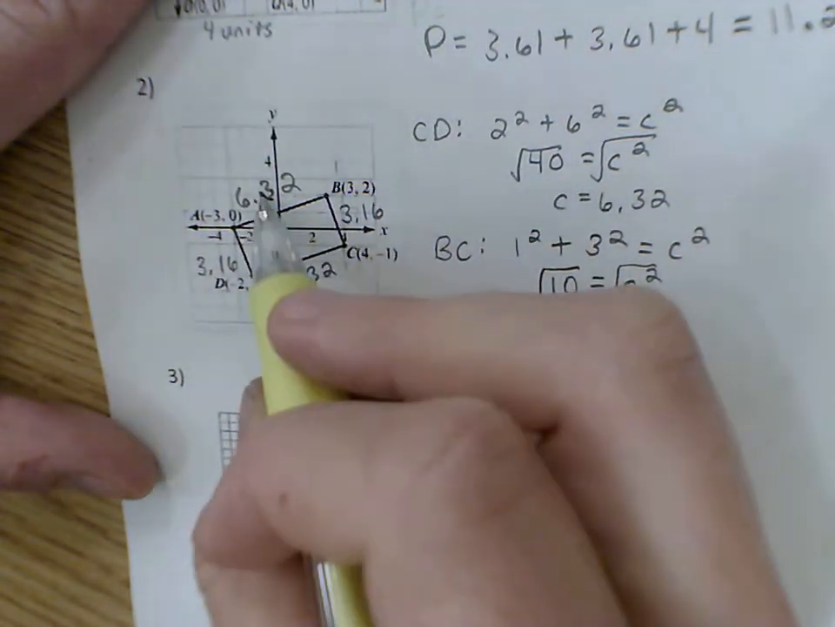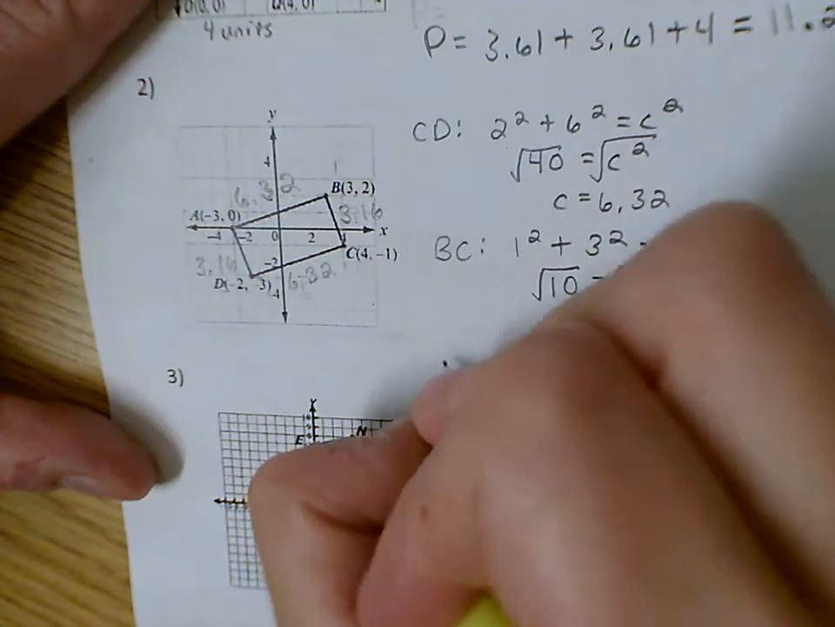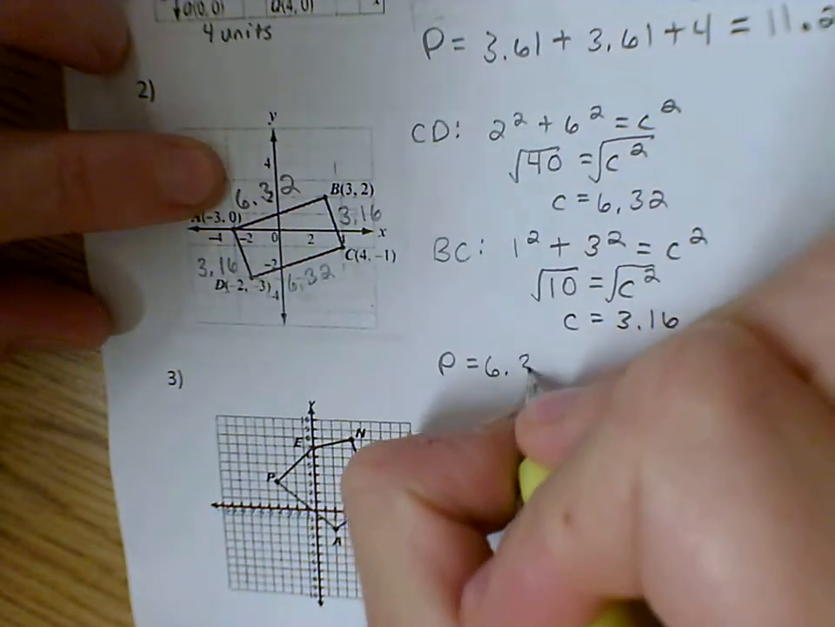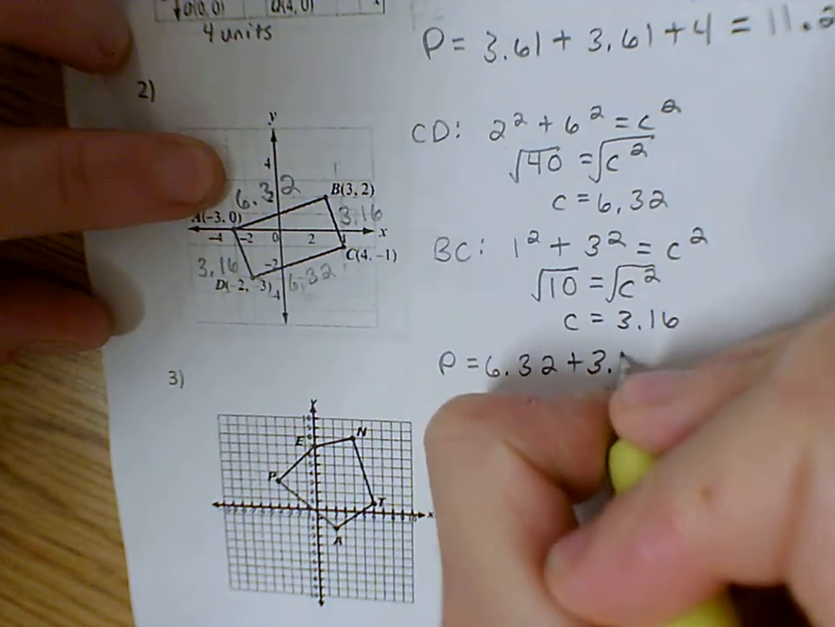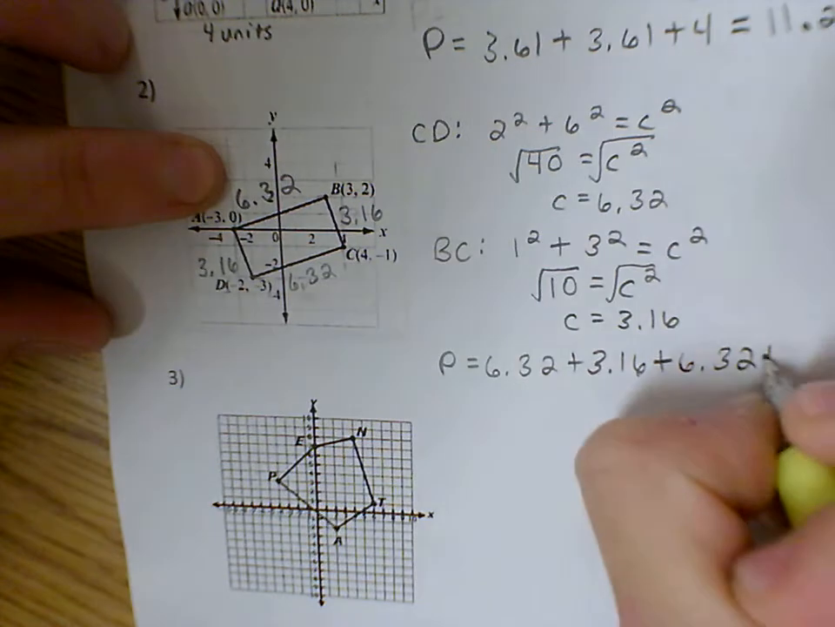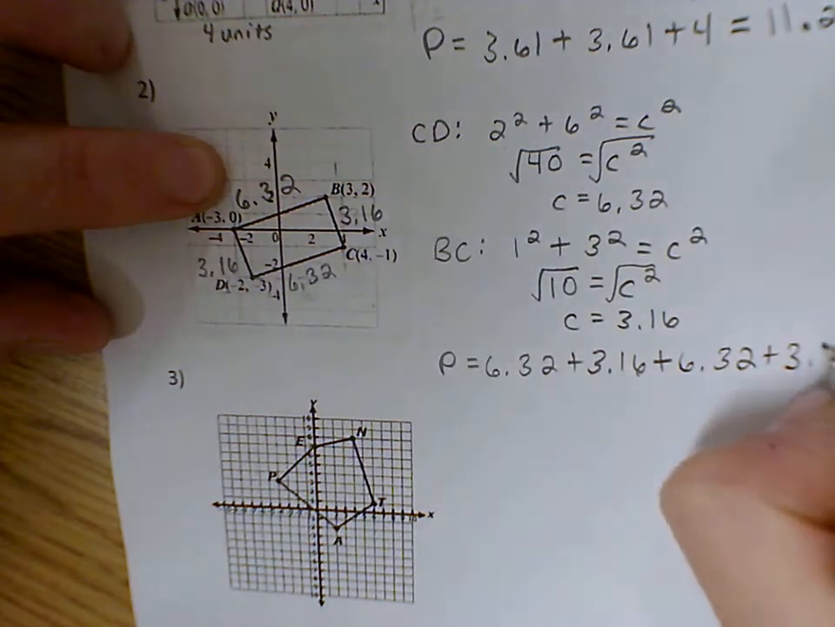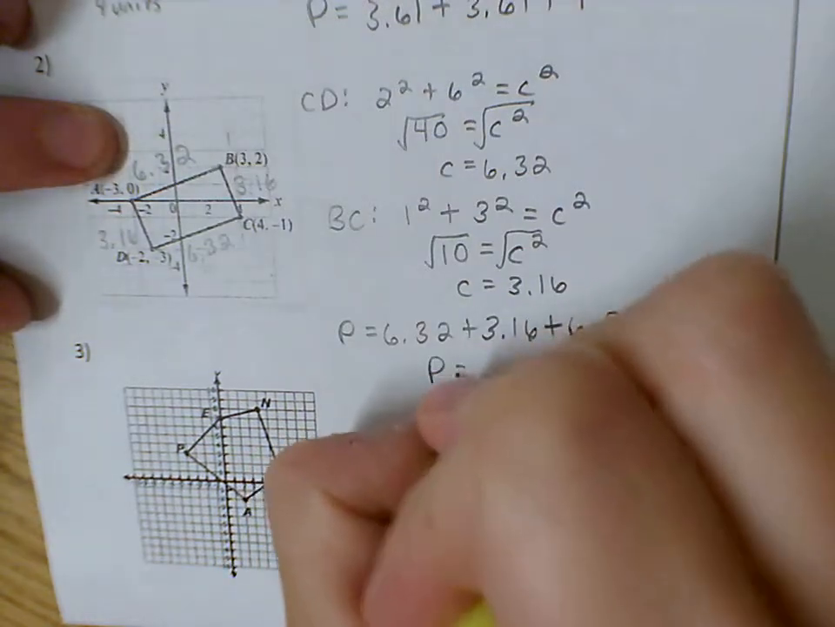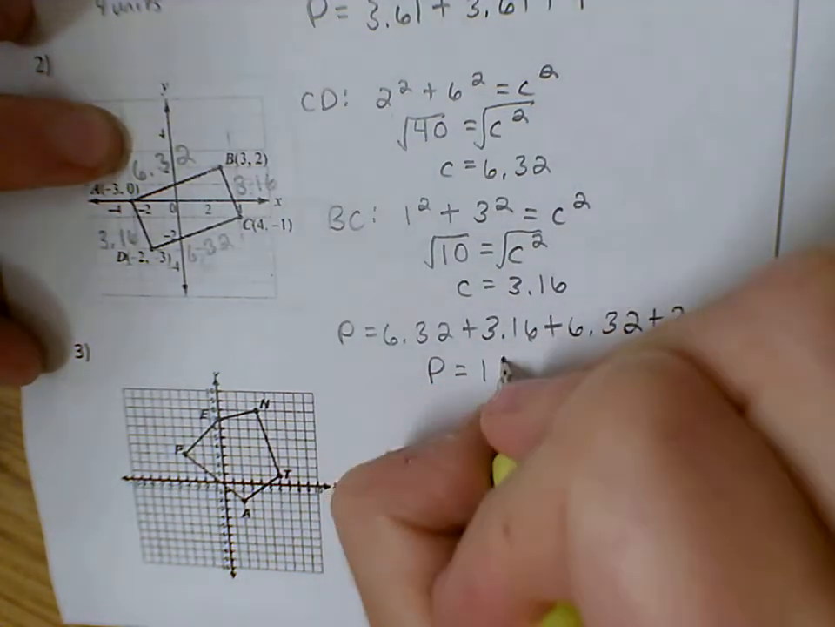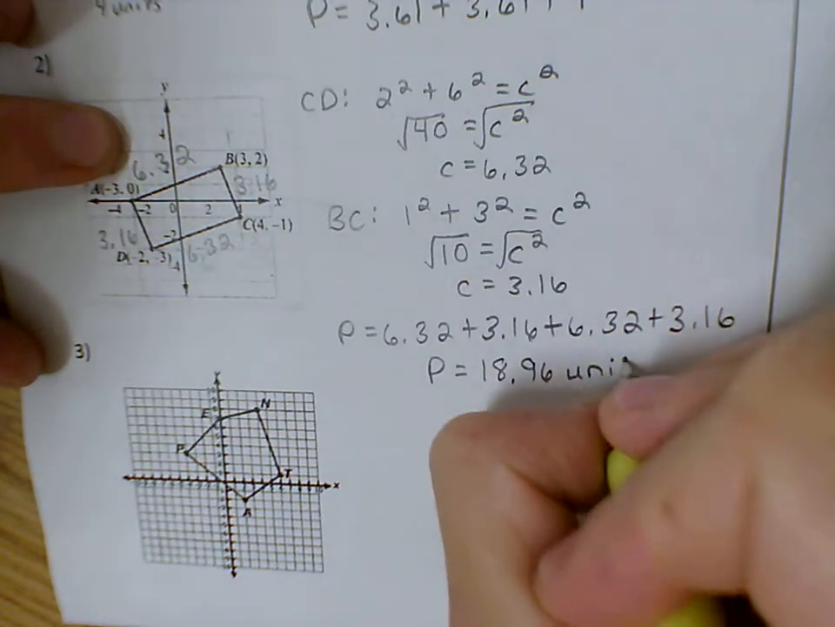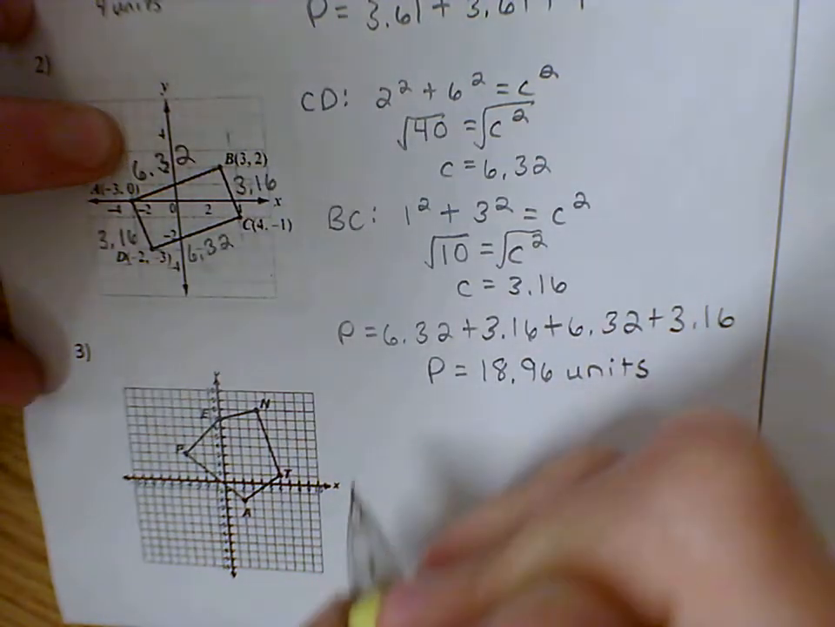So there's my sides. I've got all my sides. So now I just find the perimeter. So add them up. So you got 6.32 plus 3.16 plus 6.32, and I'm just going around the figure, plus 3.16. And when I add those up, the perimeter ends up being 18.96, and it's a length again, so it'd be 18.96 units.